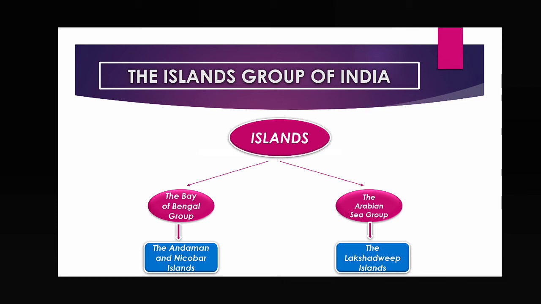And the Lakshadweep Islands were formed due to coral polyps. Coral polyps are one type of microorganism living in sea water, and from their body, CaCO3, calcium carbonate, is secreted. This CaCO3 is deposited and forms the Lakshadweep Islands. So again, Lakshadweep Islands are a type of coral island. Coral island means an island mainly formed from coral polyps.